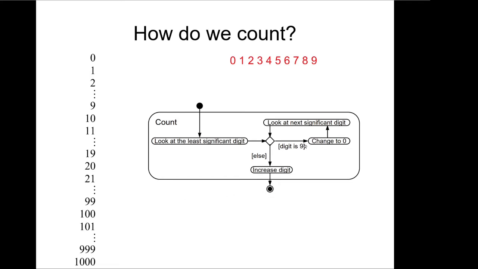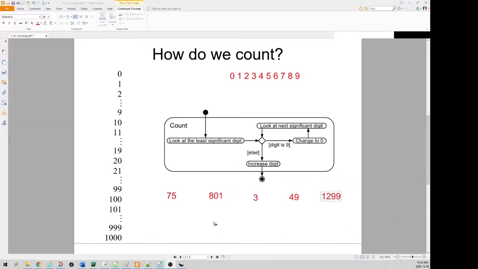And so if the digit was a 9, we would have changed it to a 0, and then we would have looked at the next significant digit and done the same process. So is it a 9? Yes, turn it to a 0. If it's not a 9, just increase the digit. And once you've increased the digit, you stop. Try it with a few numbers. Let's look at a few examples.